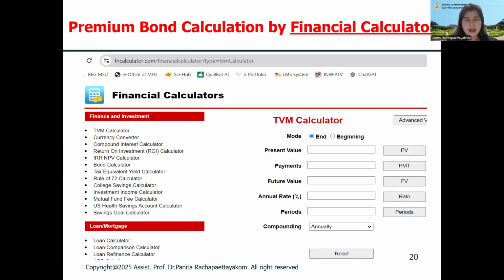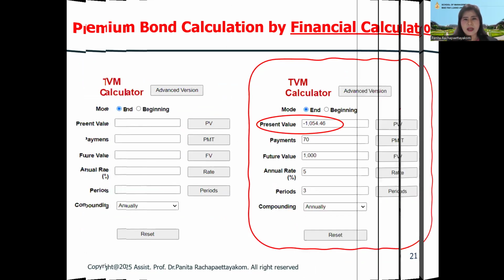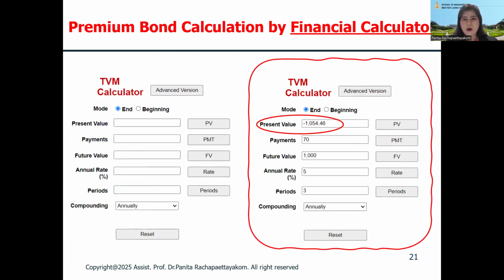You can calculate the bond price with the financial calculator. I will give you the explanation here. For the premium bond calculation by financial calculator, how to do it? You key in the value of each field, and then you get the same number as when you use the formula.